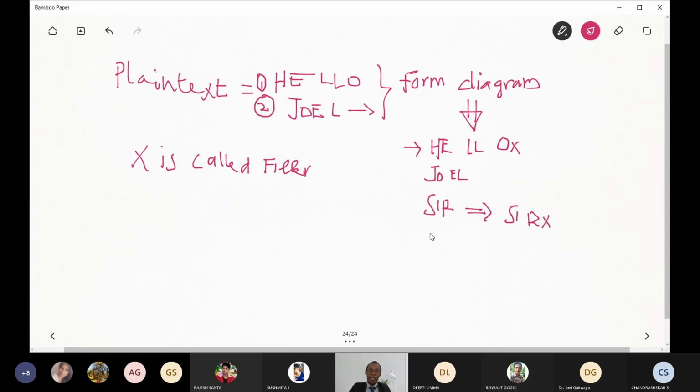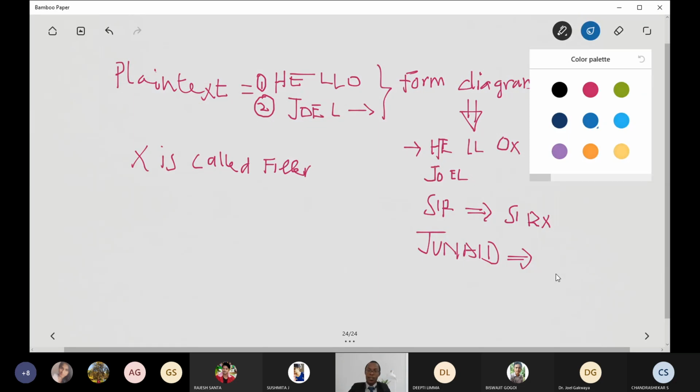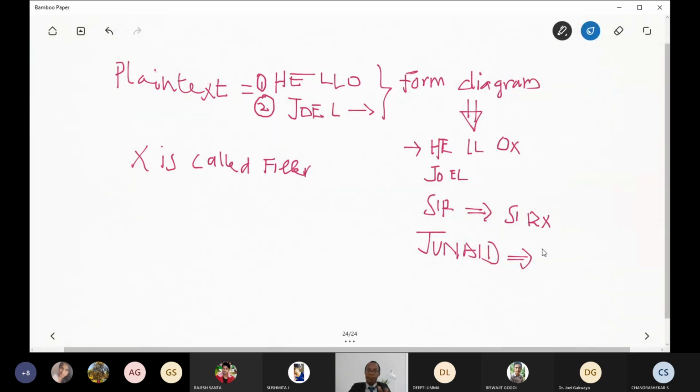If you have, let me see, Junaid, my friend Junaid. For the diagram, the diagram is going to be JU, NA, ID. There are no problems there. Good. Let me look at Jivan.